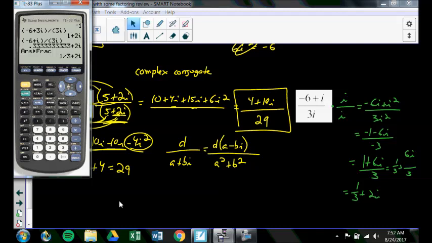Okay, i is an actual number. It's the imaginary number. It's the square root of negative 1. It's incredible.